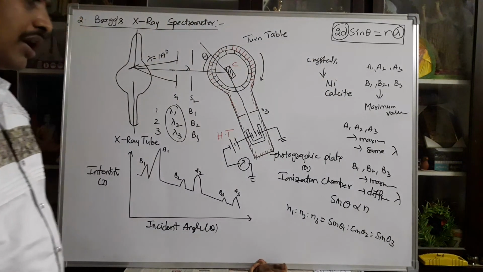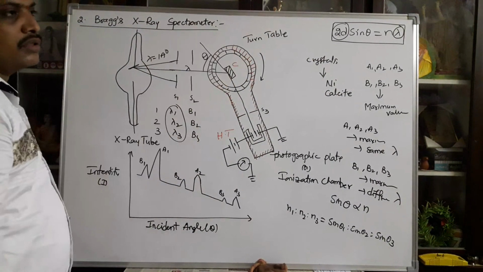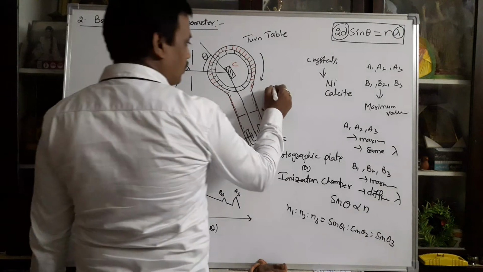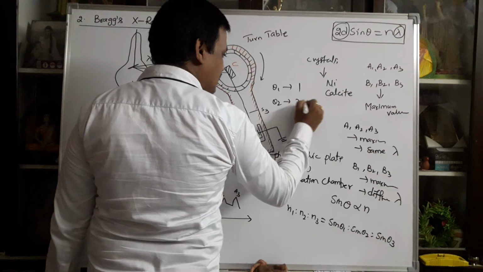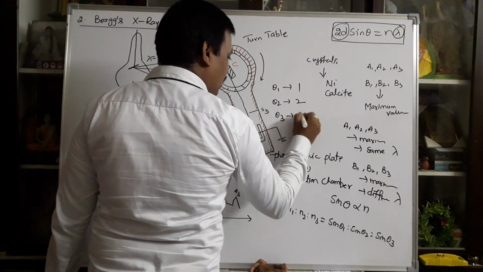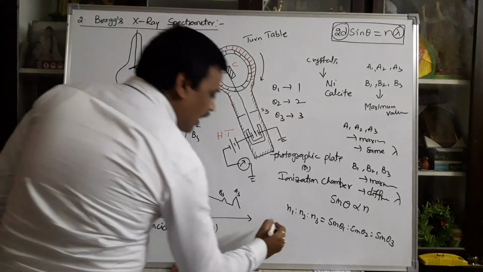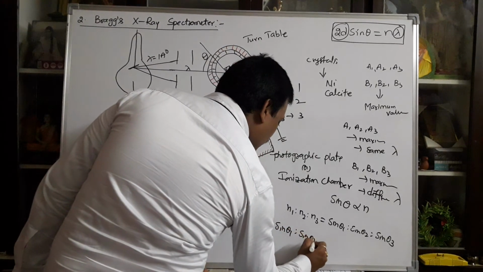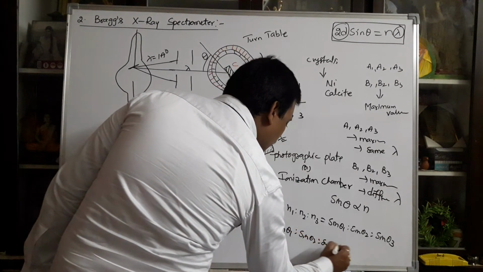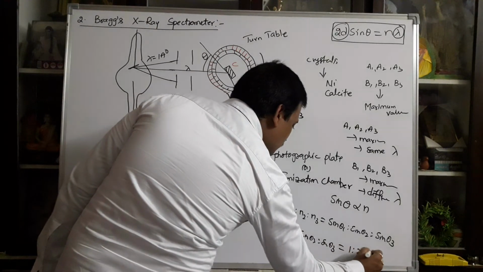Suppose the orders are first, second and third. Theta 1 occurs at first order, theta 2 at second order, and theta 3 at third order. Then the ratio of the sines of their glancing angles, sin theta 1 to sin theta 2 to sin theta 3, is 1 to 2 to 3.